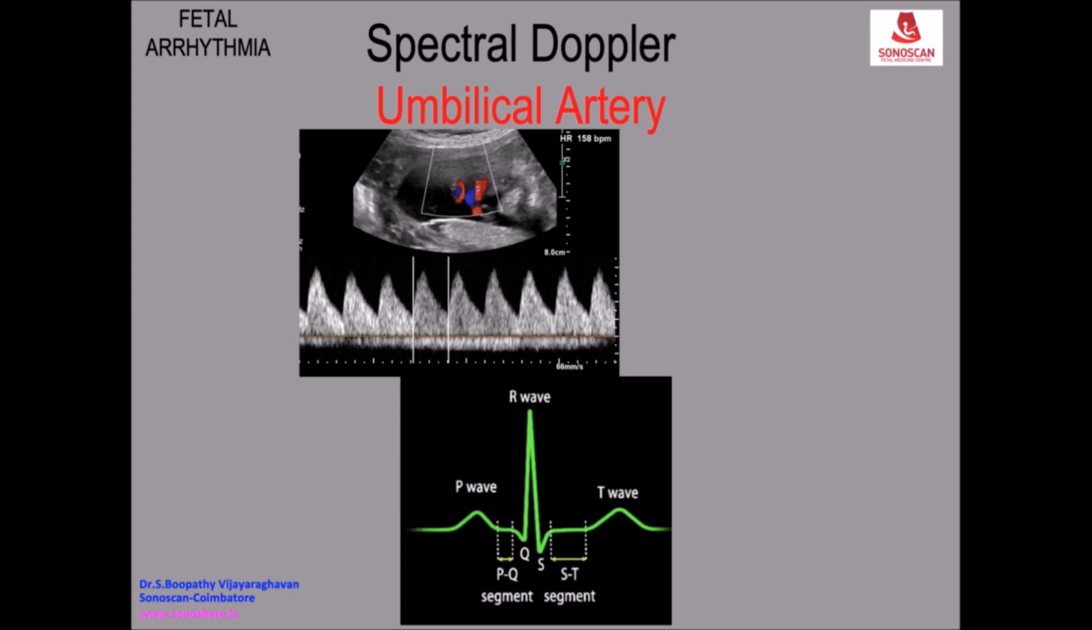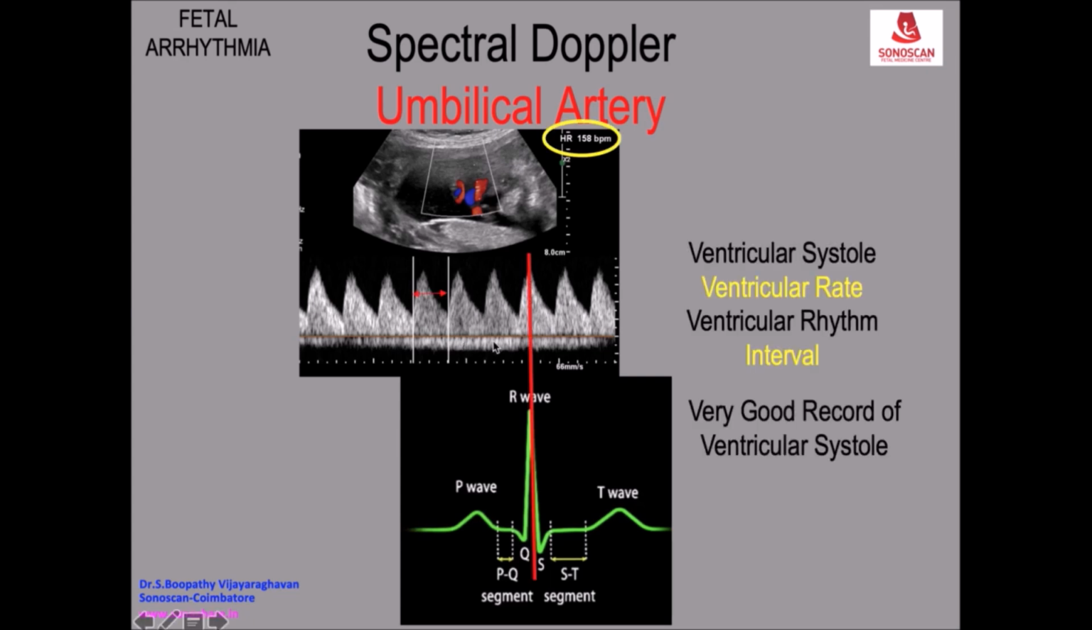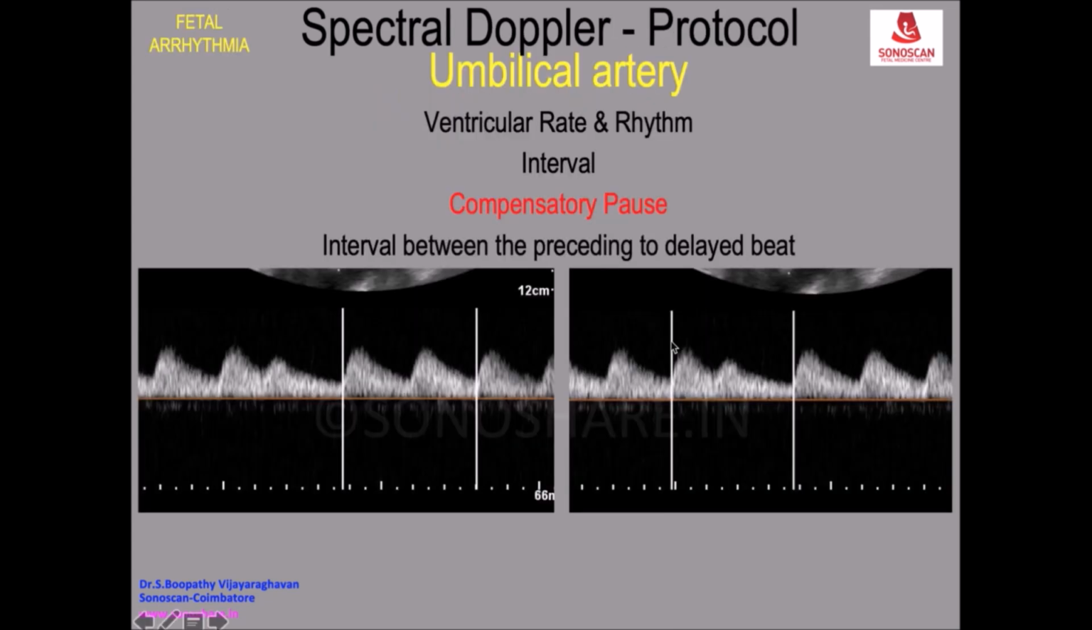So now we'll come to the umbilical artery tracing. The umbilical artery tracing is a very good record of ventricular systole, and there is no fallacy involved. So no other record is necessary in the preceding beat. So this is the preceding beat to the following beat, the beat following the delayed beat. So this is the distance of the pause.